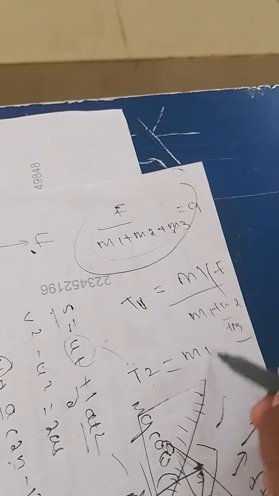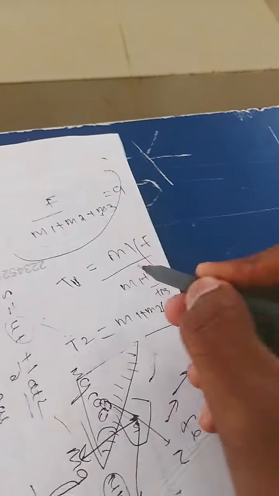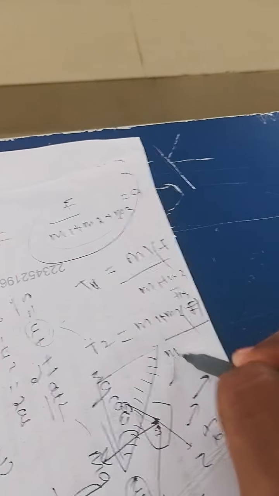In the same scenario, they may ask T2. We can write T2 is equal to the pulling mass here, m1 plus m2. So T2 is equal to m1 plus m2 as the mass. Substituting the acceleration, we got the acceleration is equal to F by m1 plus m2 plus m3. In this way we can find this type of question.